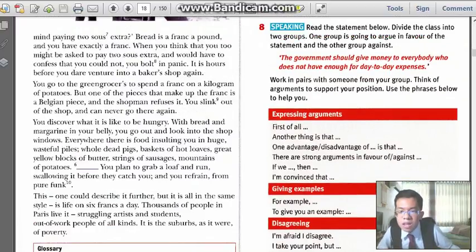Next, number 6. Everywhere there is food, insulting you in huge, wasteful piles. Whole dead pigs, baskets of hot loaves, great yellow blocks of butter, strings of sausages, mountains of potatoes. You plan to grab a loaf and run, swallowing it before they catch you, and you refrain from pure funk.